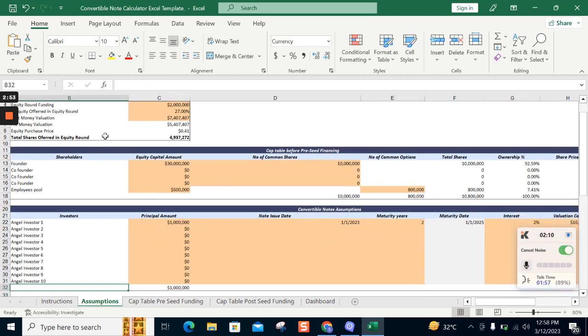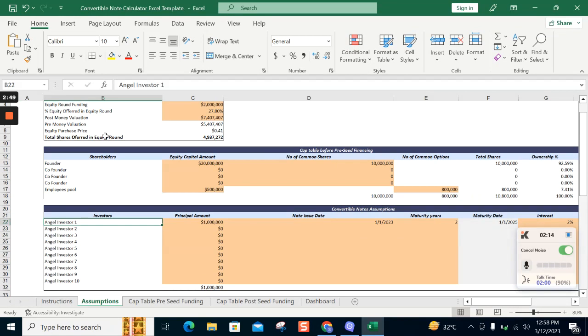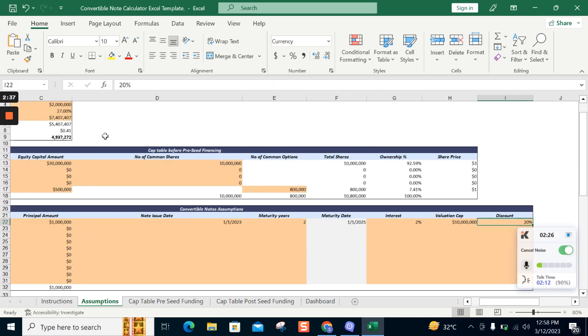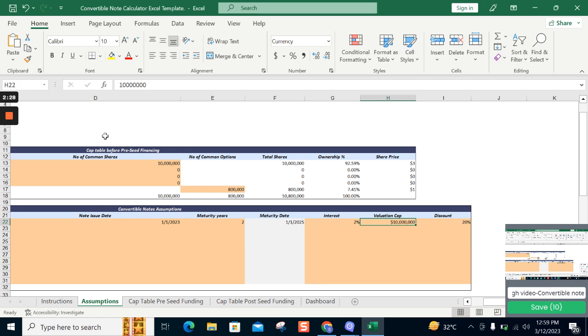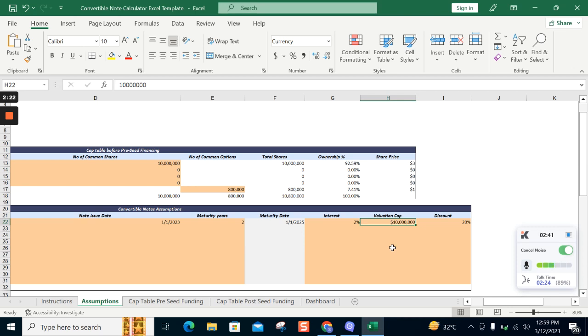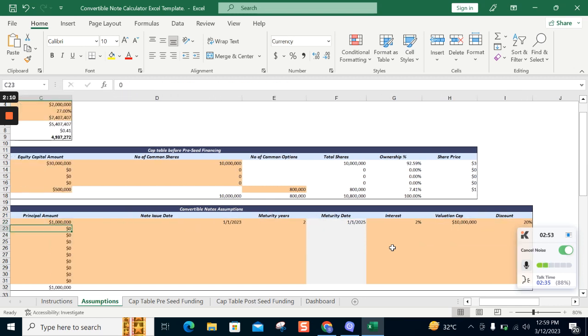Then we have the convertible note assumptions. Here you have to write the investor name, and then the principal amount. The principal amount is the amount that the investor paid for the note, followed by the issue date, maturity years, interest, valuation cap, and discount. The interest is the interest rate on the convertible note. The valuation cap is the limit placed on the value of the company so that the note converts at no more than the valuation cap agreed on. The discount is the discount on the price of the shares offered to investors when the note converts.